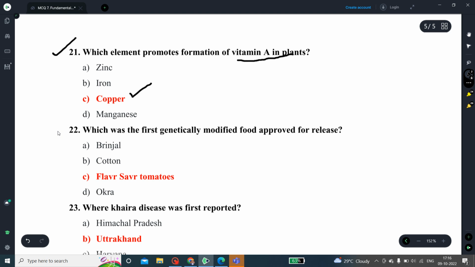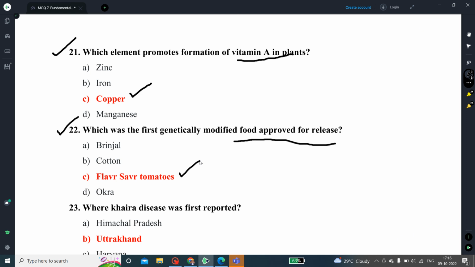And question number 22, which was the first genetically modified food approved for release in tomato? Flavr Savr tomato was the first GMO crop that was released in 1980 by an American company, Calgene.